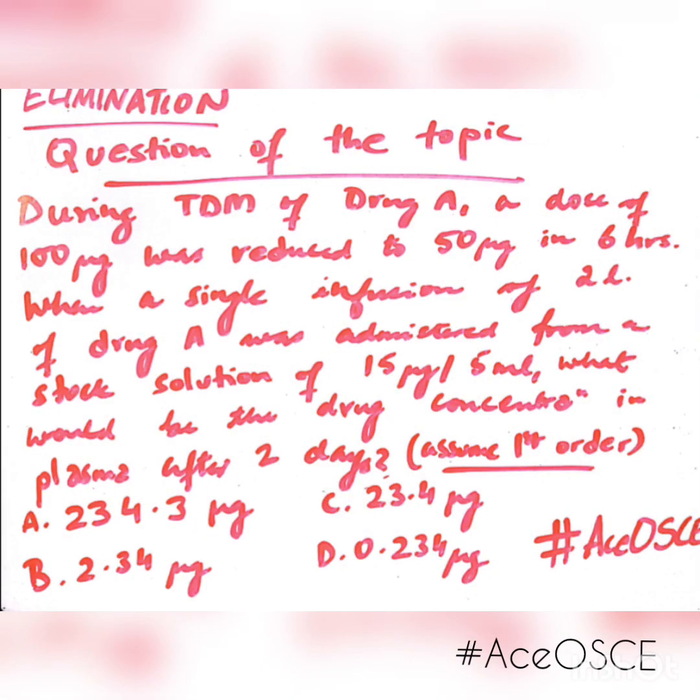We have covered this video by discussing just the most important topics here. Today's question is a little tough, but I really want you guys to try to get the answer to this. During the therapeutic drug monitoring of drug A, a dose of 100 micrograms was reduced to 50 micrograms in 6 hours. When a single infusion of 2 liters of drug A was administered from a stock solution of 15 microgram per 5 ml, what would be the drug concentration in plasma after 2 days, assuming it's a first-order medication? The options are listed here.